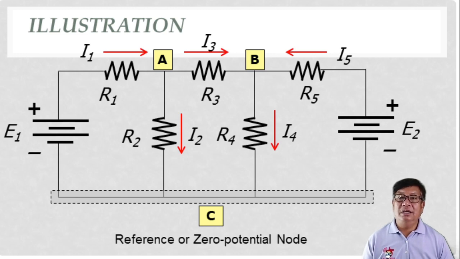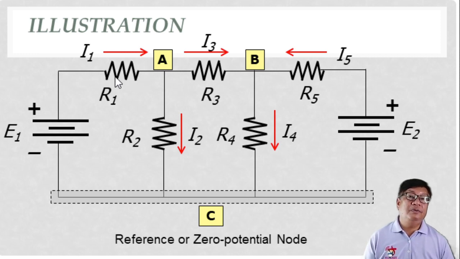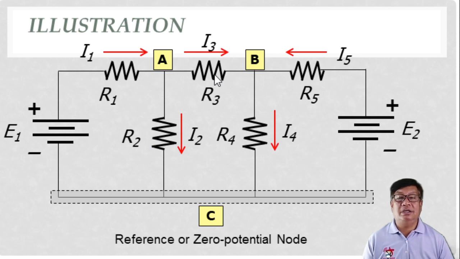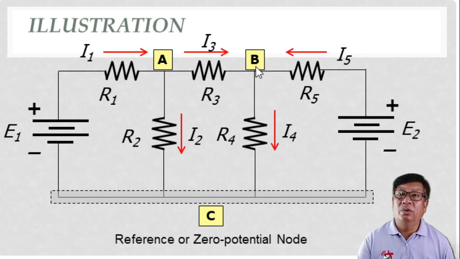As you can see here at node A, we have the branch circuits for R sub 1, R sub 2, and R sub 3. So this will qualify as a node, node A. Then for node B, we have the branch circuits R3, R4, and R5. So it qualifies as node B.